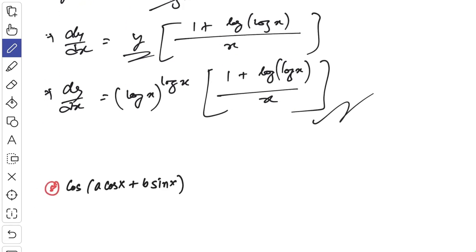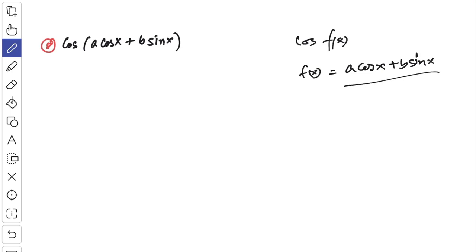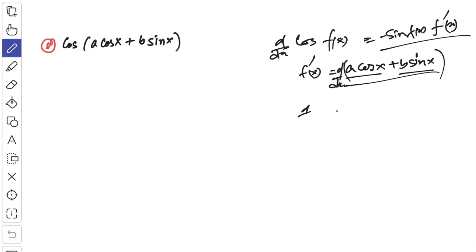So now let's move on to question number 8. In this case, you can consider this one as cos of f of x, where f of x is a cos x plus b sin x. I haven't mentioned here that a and b are constants, so I forgot to mention that. Now if you differentiate cos of f of x, you will get minus sin f of x times the derivative of f of x. So this should be the result. The derivative of f of x, that means f dash x, if you differentiate it with respect to x, will be minus a sin x plus b cos x. You will get this. So let us apply that.